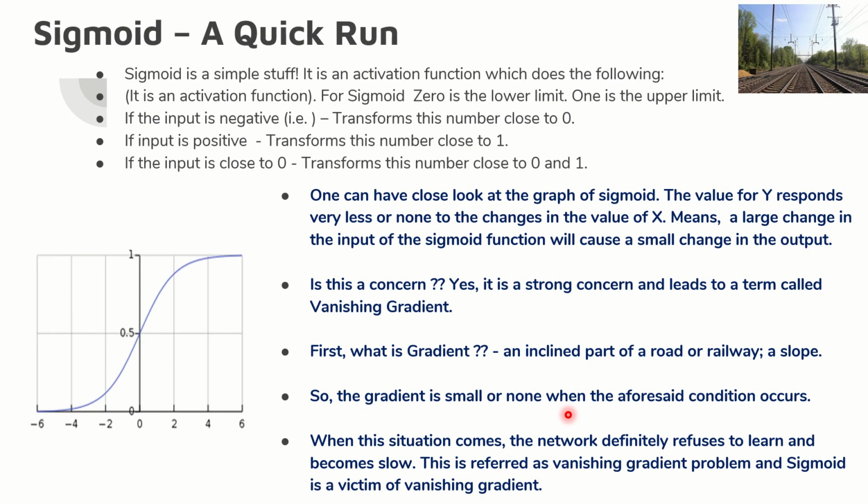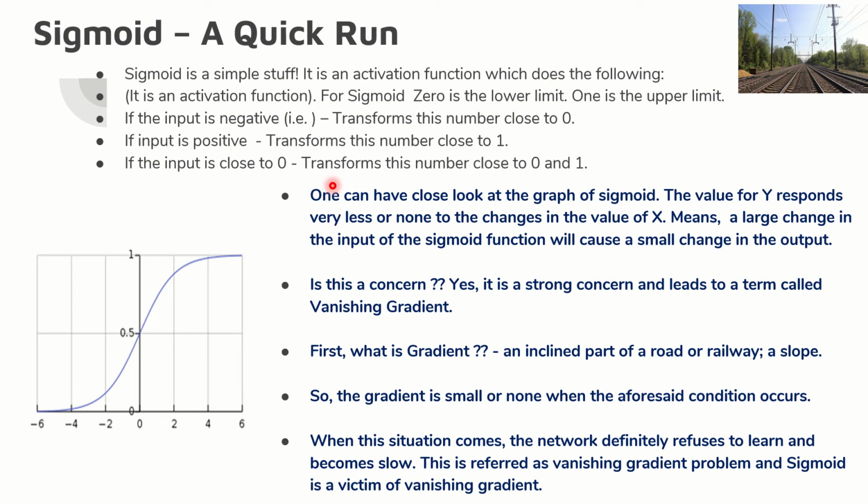Though we have seen a little bit about sigmoid a little earlier, that is not sufficient for us to grow further. So we are going to go deeper into sigmoid right now. What is it? It is a very simple activation function where for sigmoid, 0 is the lower limit and 1 is the upper limit. Remember, 0 is the lower limit, 1 is the upper limit. This is what I am talking about. If the input goes negative, it transforms this number close to 0. If the input is positive, it transforms this number close to 1. And if the input is close to 0, the transformation happens by bringing this number close to 0 and 1.